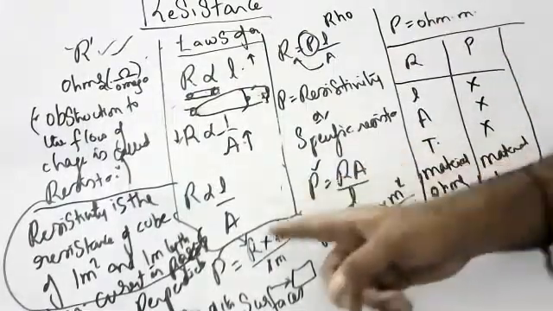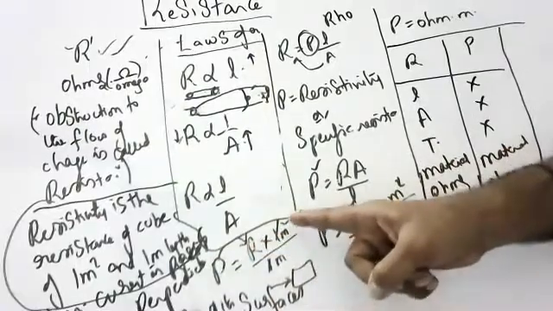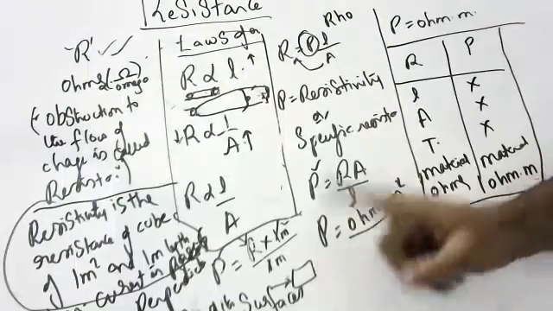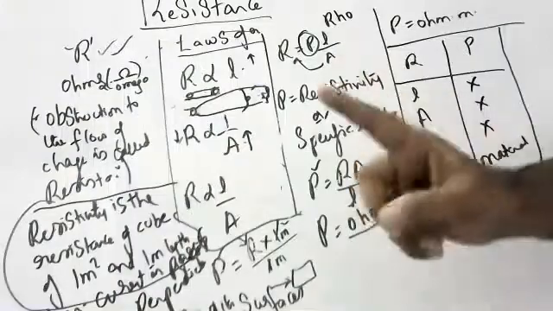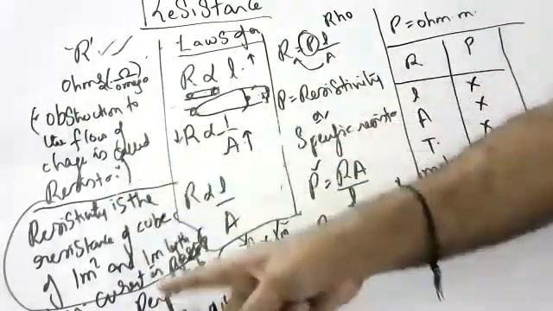What is the definition of resistivity? Resistivity is the resistance of a cube of 1 meter square area and 1 meter length, with current passing perpendicular to one of its surfaces. This definition will be clear in the description.